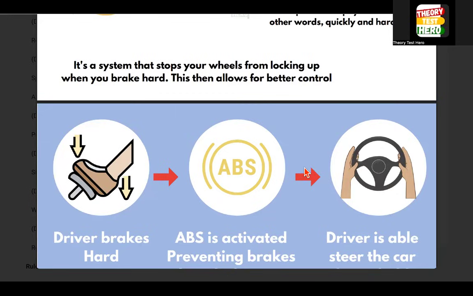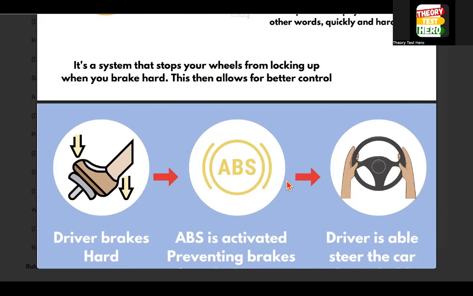Yeah. And you won't notice that it's doing it. It just kind of does it by itself. And then you can steer the car and control it and come into a nice smooth stop. Whereas if your car doesn't have ABS, if you brake really hard, your wheels are just going to stop moving and then that could cause the car to skid.